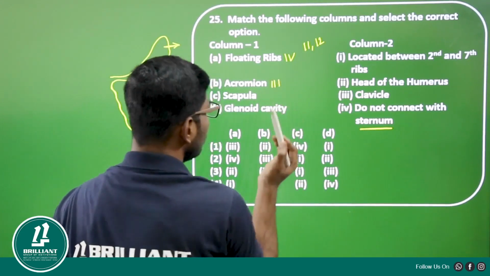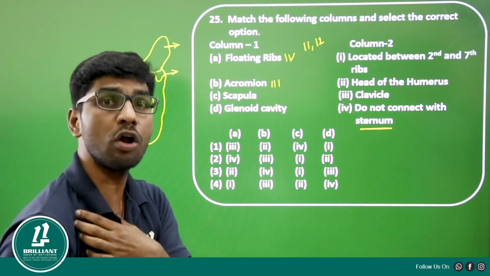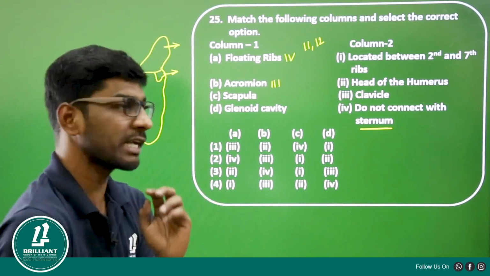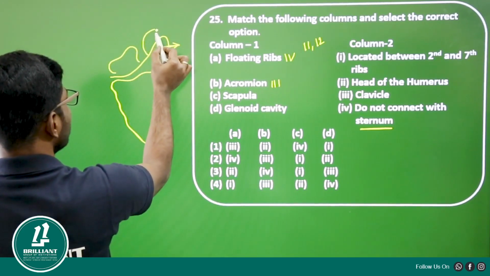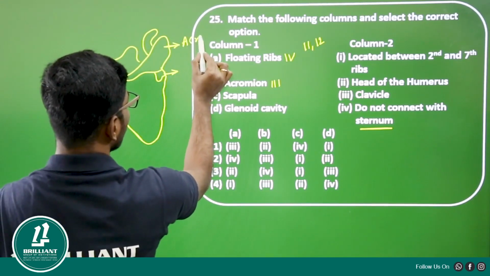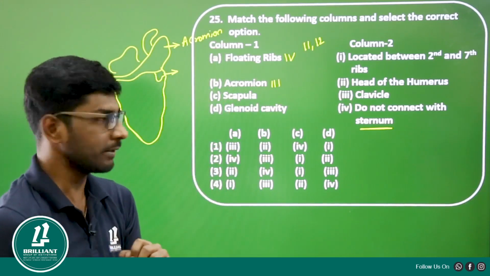So acromion, clavicle. I'm going with what? Acromion, clavicle. The clavicle, the collarbone, articulates with the acromion process of the scapula. If you look here, this is the scapula bone, right? This process is known as the acromion process, where the clavicle articulates.